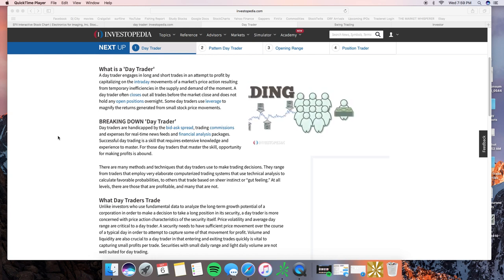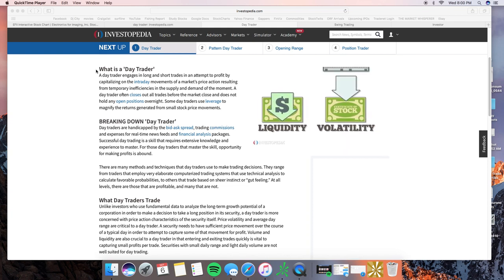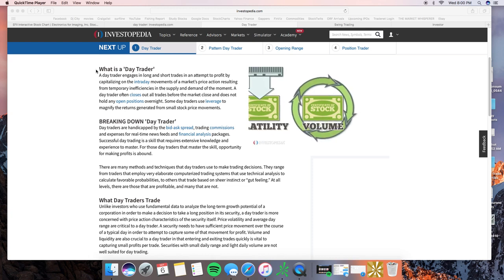By definition, a day trader, just what it says here on Investopedia, so we'll go with the in-the-book answer, I guess you could say: a day trader engages in long and short trades in an attempt to profit by capitalizing on the intraday movements of the market, price actions resulting from temporary inefficiencies in the supply and demand of the moment. A day trader often closes out all trades before the market close and does not hold any open positions overnight. Some day traders use leverage to magnify the returns generated from small stock price movements.